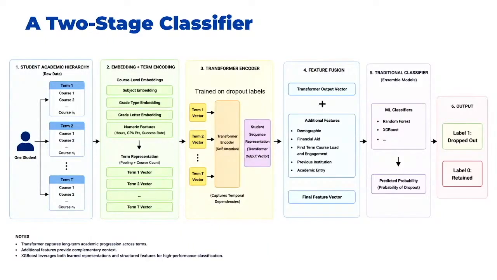So I used the transformer model and I started pulling the transcripts of these students and making sequences of the historical records. And then I fed the course sequence to the transformer model, and I used the dropout label to train it.